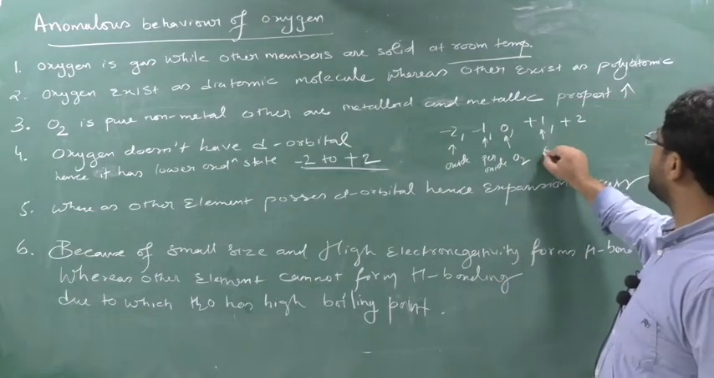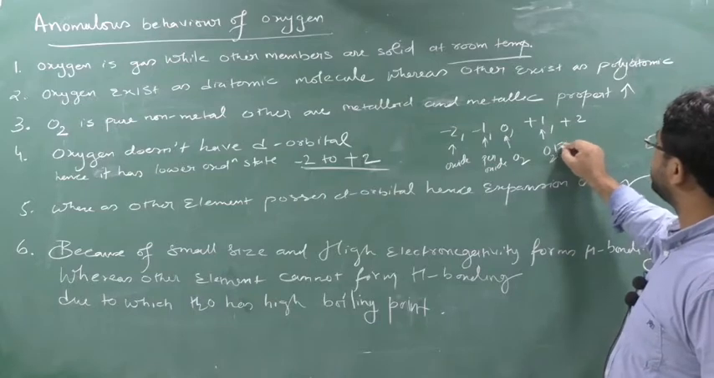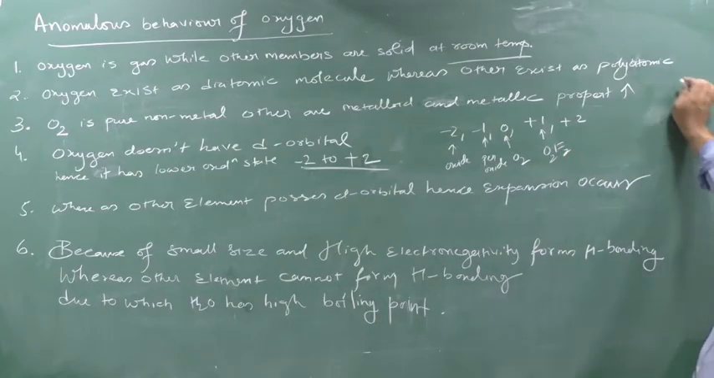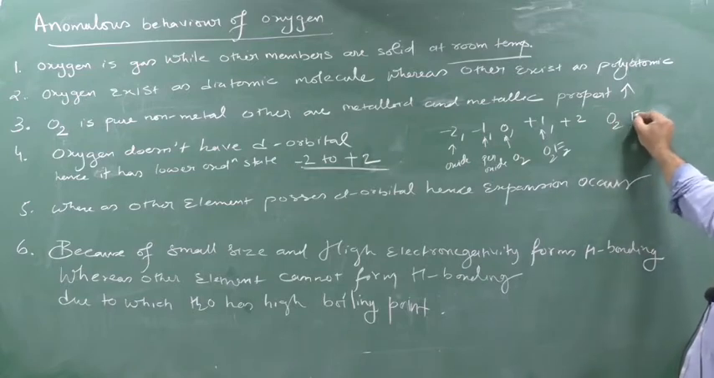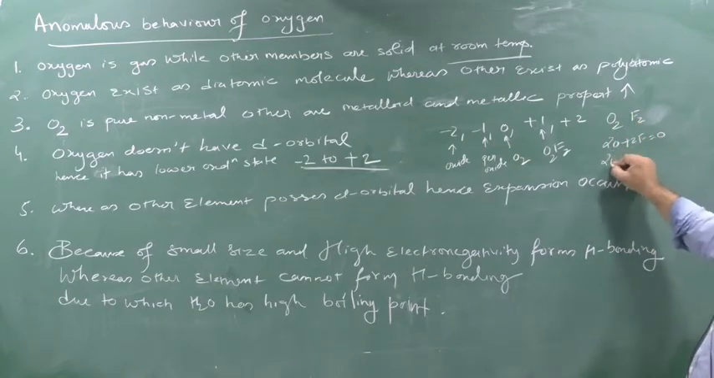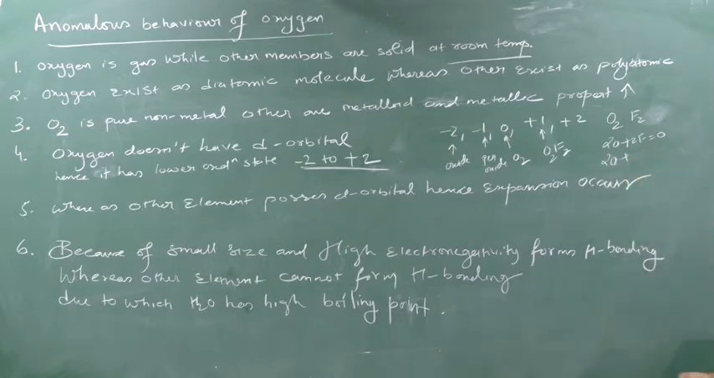Plus 1 means O2F2. There is a compound O2F2. So see here, in O2F2, 2O plus 2F equal to 0. Now, fluorine is more electronegative than oxygen, so it will attract 1 electron each. So 2 minus 1 equal to 0. So 2O minus 2 equal to 0. So O will be equal to plus 1.